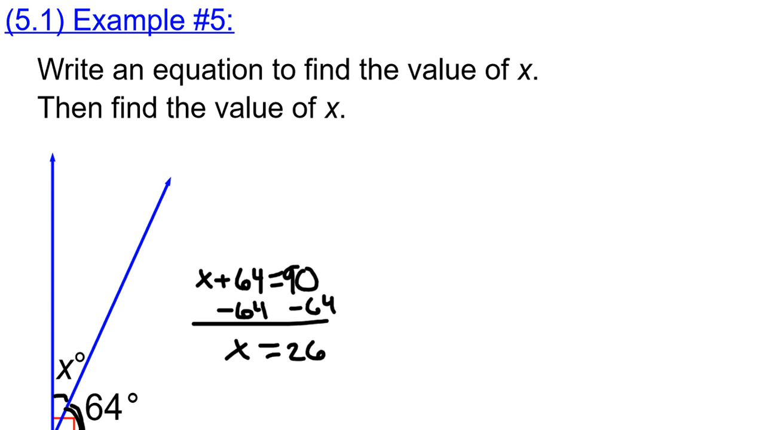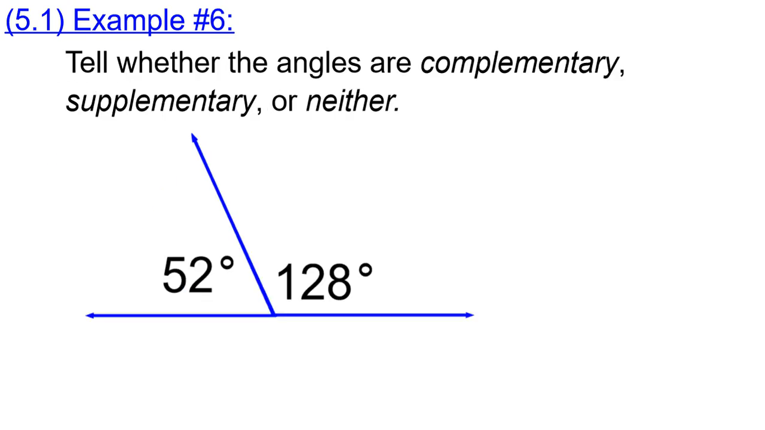They're going to go by pretty darn quick though. So on this one, it says tell whether the angles are complementary. Remember that little trick? They add to 90 degrees. Supplementary, they add to 180 degrees, or neither. So let's see, what do we have here? 52 and 128. Well, visually, it looks like they make a line, but maybe it's off by just a little bit. So let's just double check. Do these add up to 180? Do they add up to 90? Well, obviously they can't add to 90 because this angle is already more than 90.